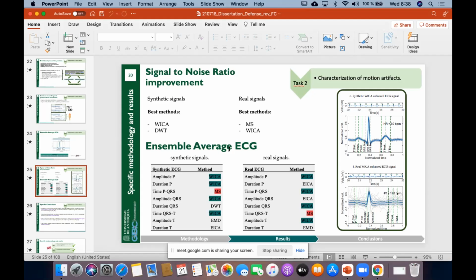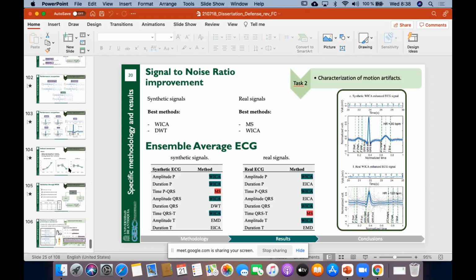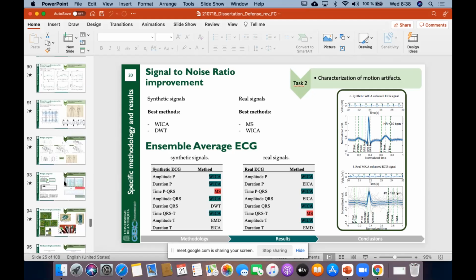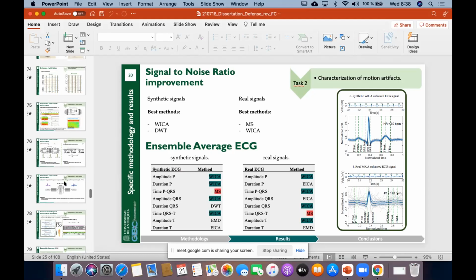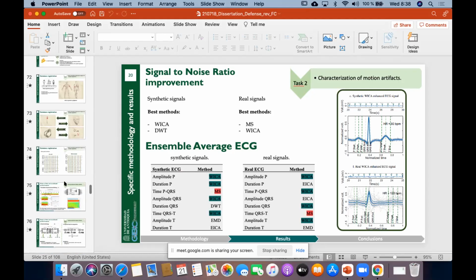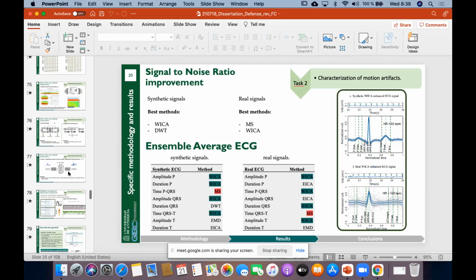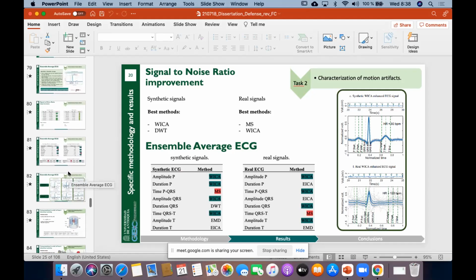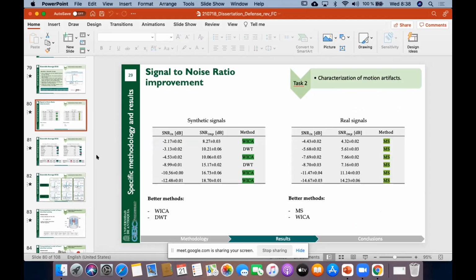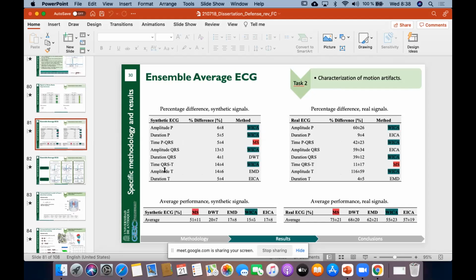Yes. Let me go to the other slides where I have this specific comment. Where is this? Here. Yes. In average, the best result in both cases was presented by the wavelet independent component analysis method. That method presented the best result in the evaluation of the performance of the methods proposed in the state of the art.